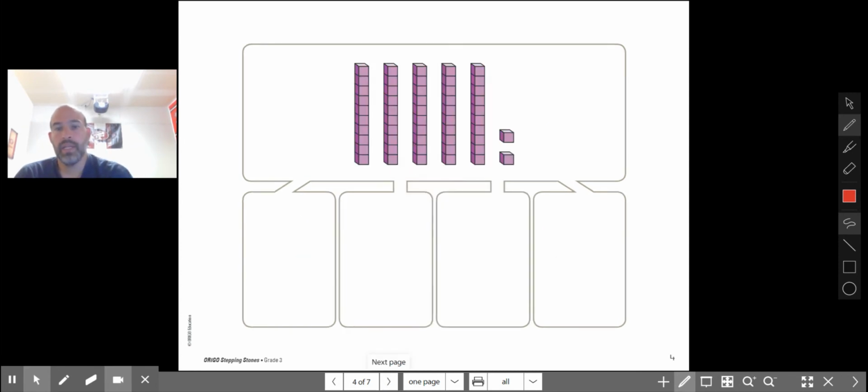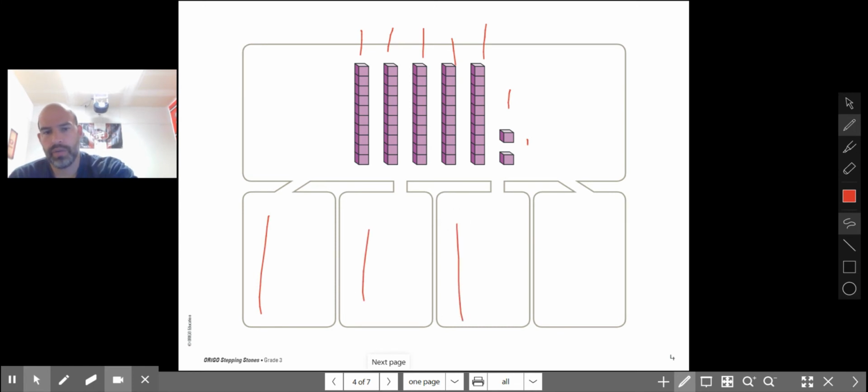Okay, now take a look at this. Now we have a new number represented with base 10 blocks. So let's count that. 10, 20, 30, 40, 50, 51, 52. All right, so we have 52 represented here. Now question, can I share the tens equally with those 4 boxes below? I cannot. So let's start out with one 10.